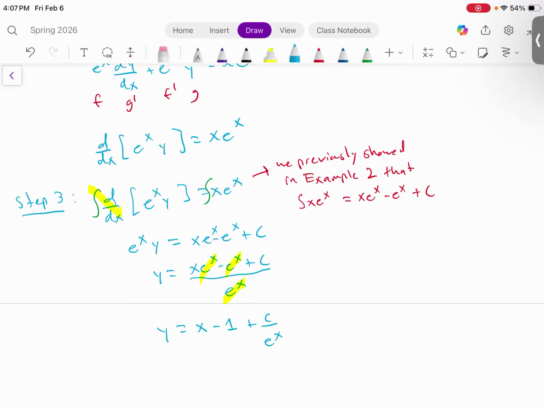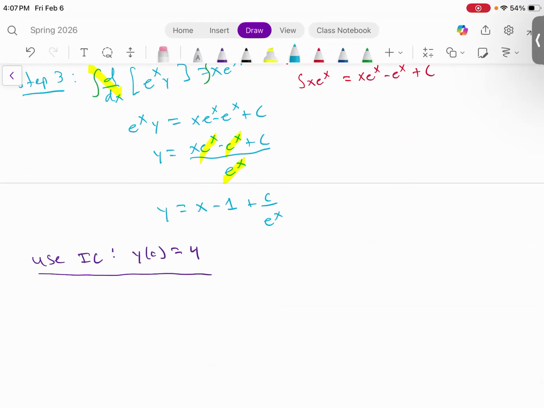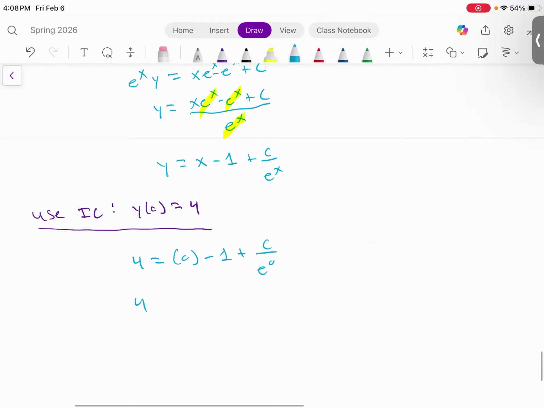And now what we want to do is use our initial condition, and that's y of 0 equals 4. So we're going to plug that in. So it'll be 4 equals 0 minus 1 plus c over e to the 0. And that becomes 4 equals negative 1 plus c over 1, which is just c. But if I add 1 to both sides, this will just be 5. So my constant is just 5.